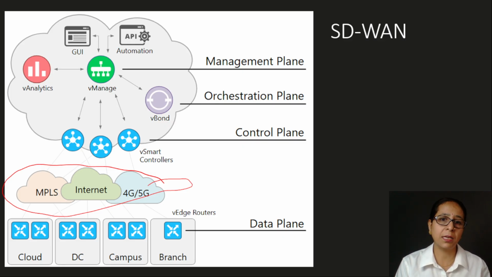Clear? And here is the orchestration plane. When new devices are onboarded, what configuration needs to be pushed to them. And the management plane manages the dashboard, automation, or whatever is required for managing all the devices. All of this is at a centralized location. So these things are happening in SD-WAN.